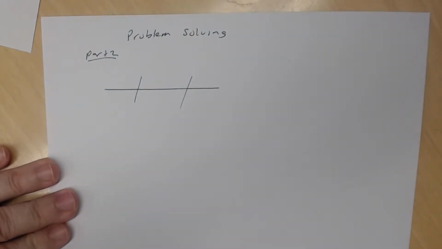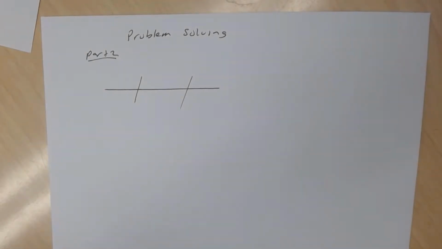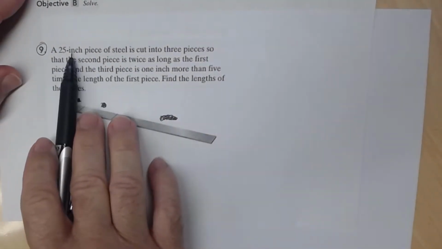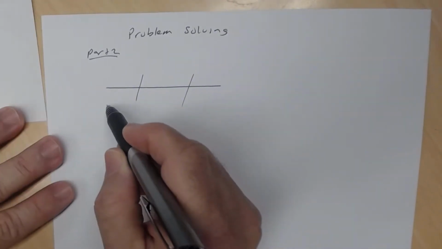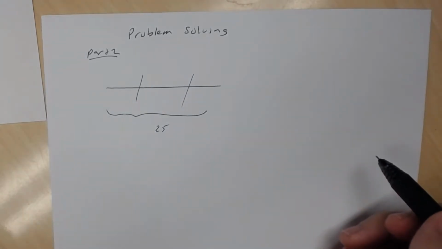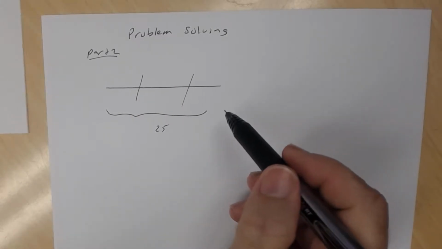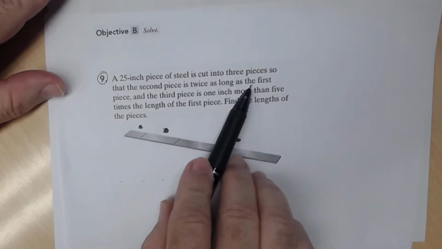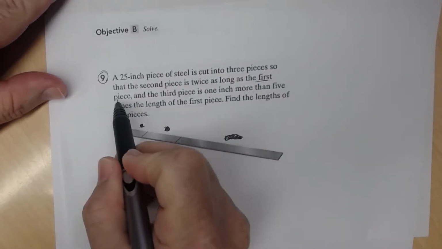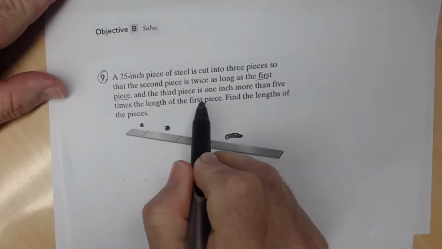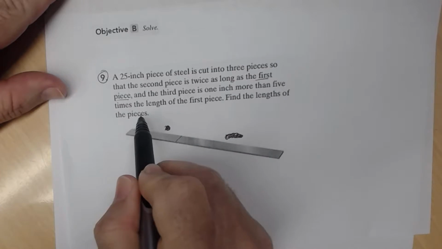Okay, so again, if you have to read the problem again, you read the problem again. So you're told that this steel is 25 inches long. So what that means is that from here to here, it's 25 inches. And it's cut into 3 pieces, and again, if you read it, it says this. The second piece is twice as long as the first. All right, so you have this first piece here. So the second piece is twice as long as the first, and the third piece is 1 inch more than 5 times the length of the first.